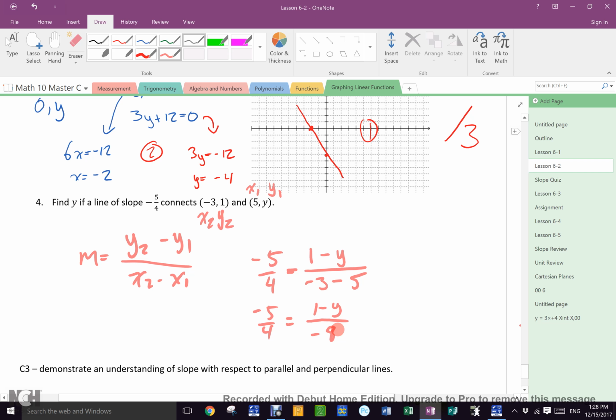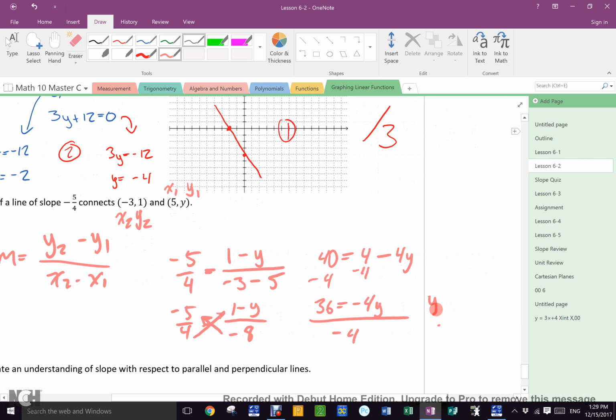Now what? Cross multiply. What's negative 8 times negative 5? 40 equals. What's 4 times 1? 4 minus, what's 4 times y? 4y. What do I do with that 4? Minus 4, where else? On the 40. 36 equals negative 4y. Now what? Divide by negative 4, and y equals negative 9.